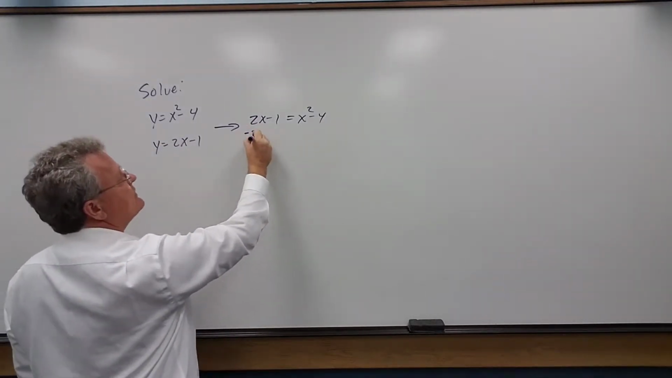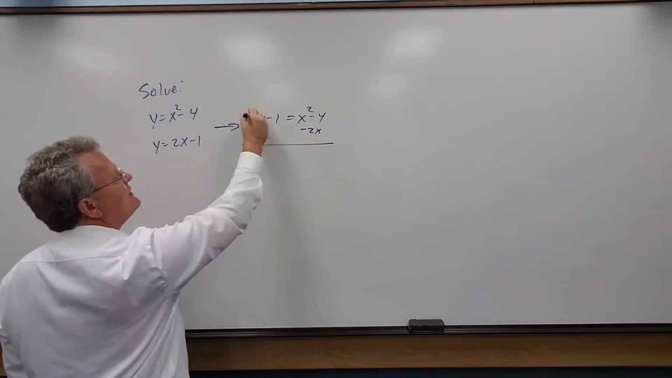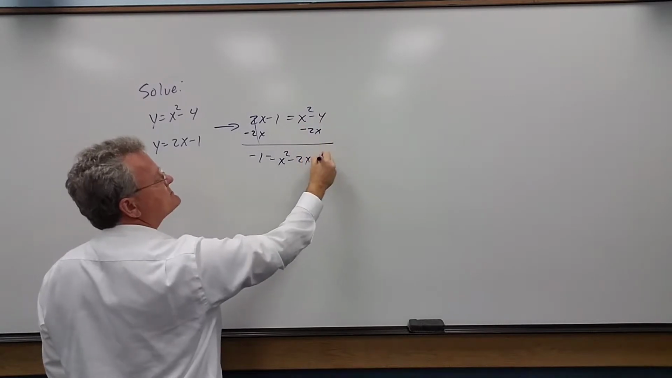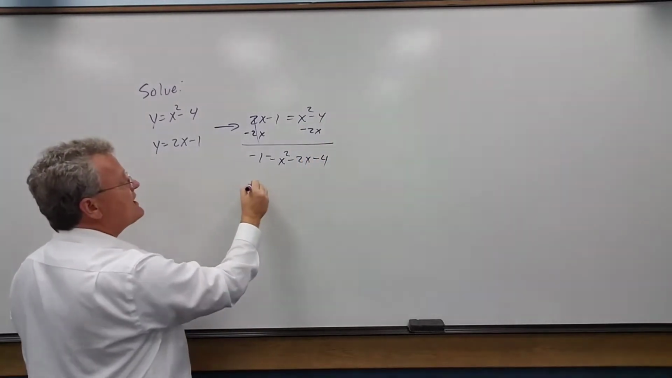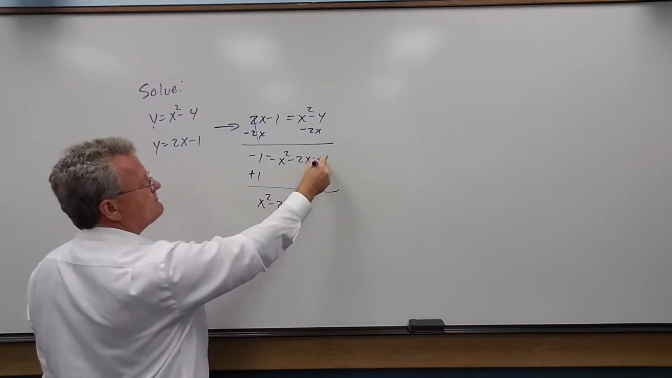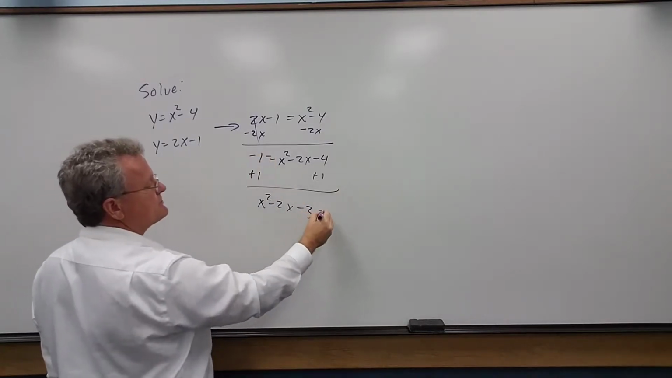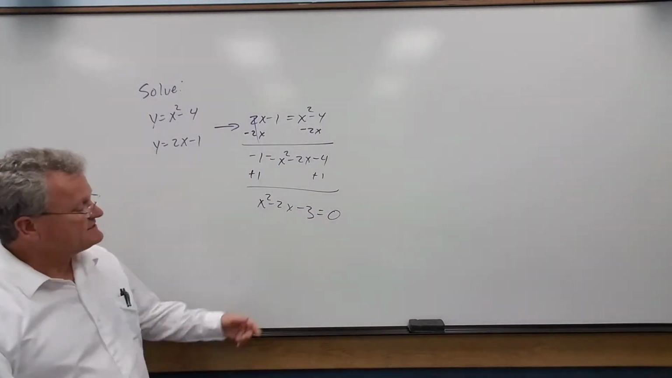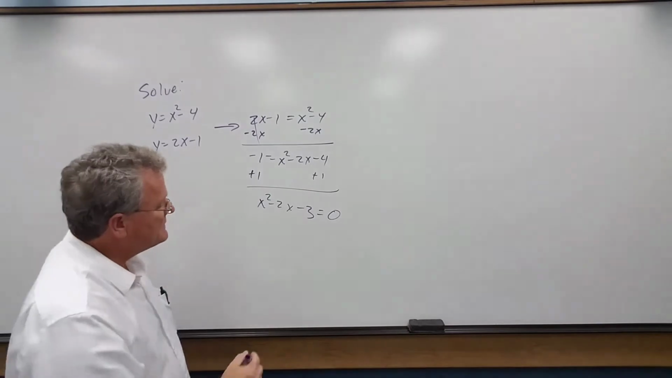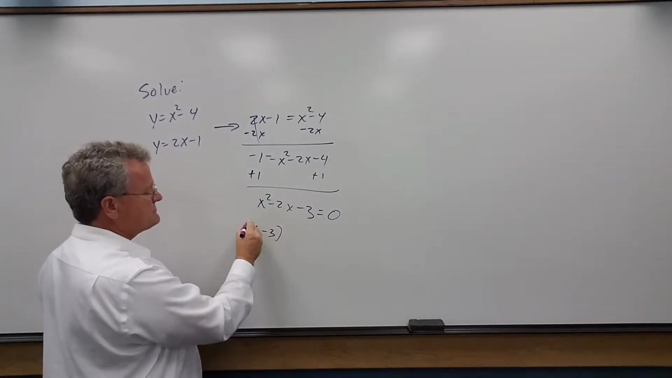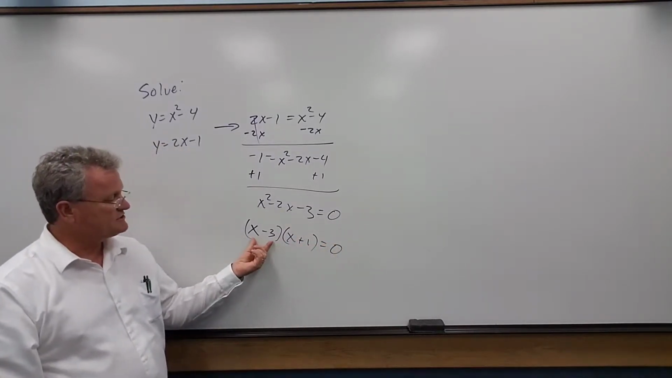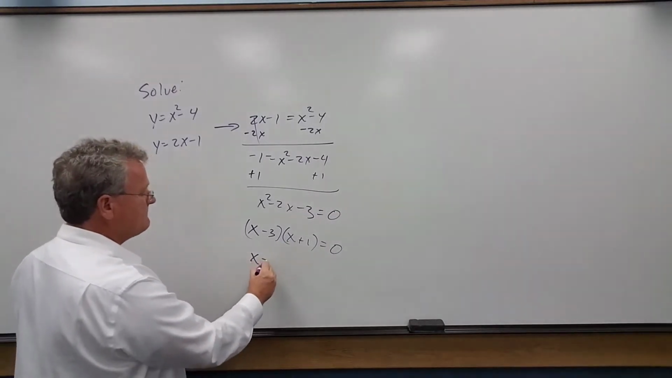So when I subtract 2x, we get minus 1 equals x squared minus 2x minus 4. When I add 1 to both sides, we get x squared minus 2x minus 3, and that's equal to 0. This easily factors, but if it didn't, you would use the quadratic formula to solve. It factors to x minus 3 times x plus 1, and we see this is equal to 0 when x is 3 and when x is negative 1.